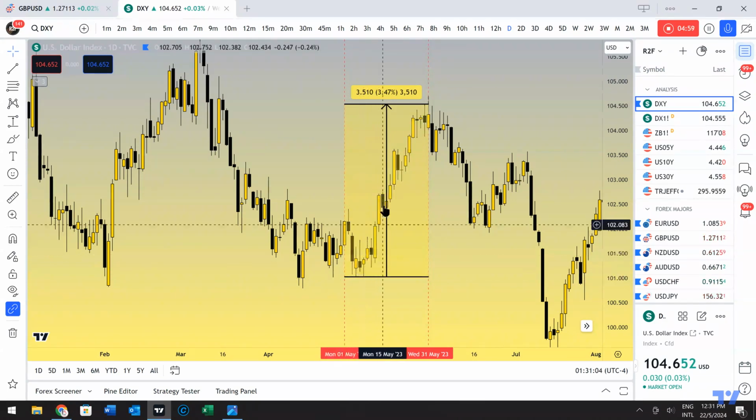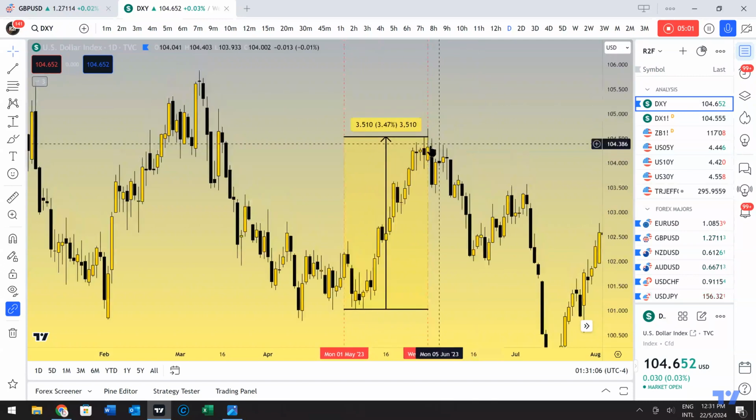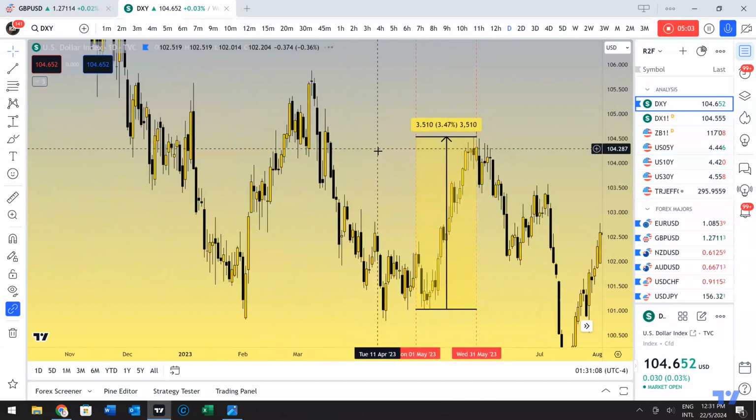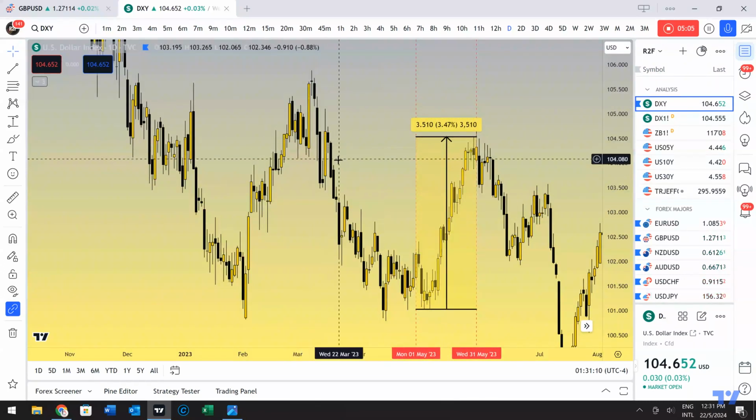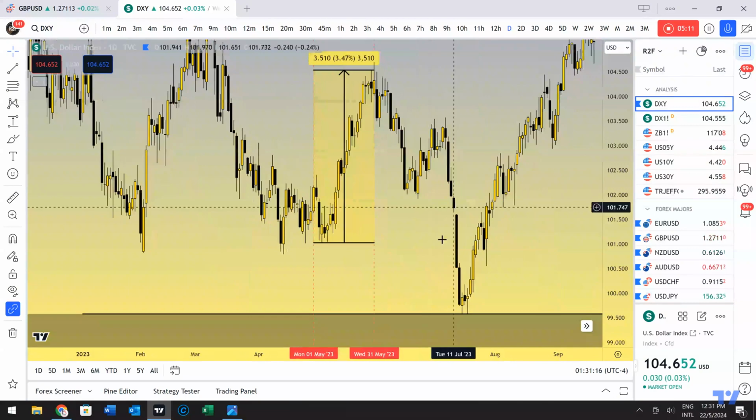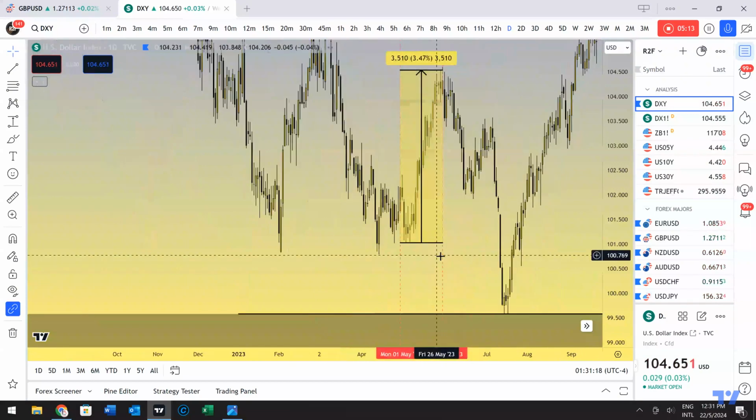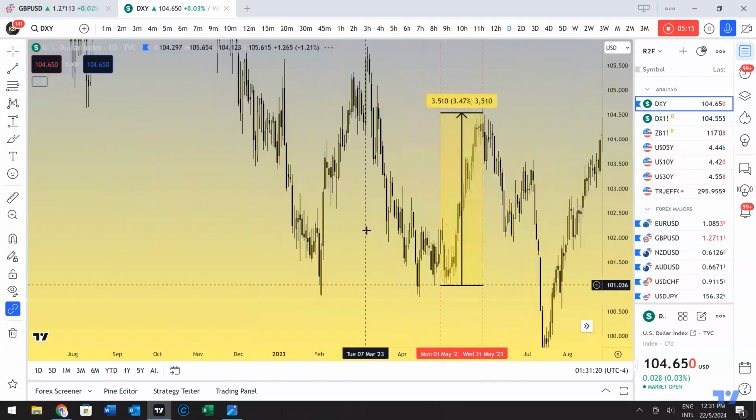And we see an expansion coming into a premium area, an order block over here, and a fair value gap as well, before price starts to move lower into a different target, these equal lows, etc.